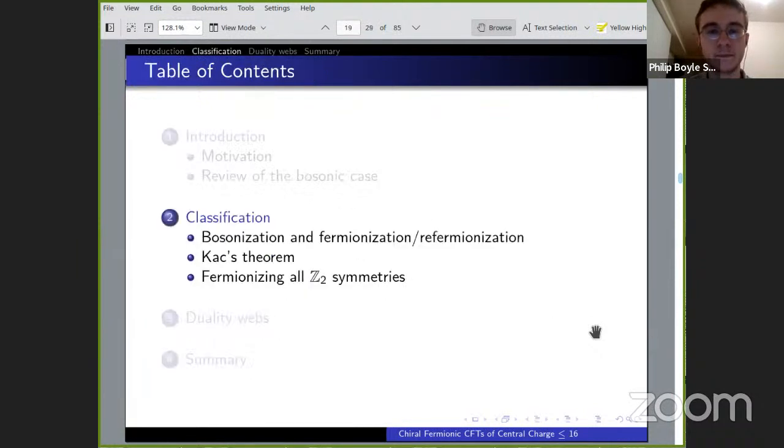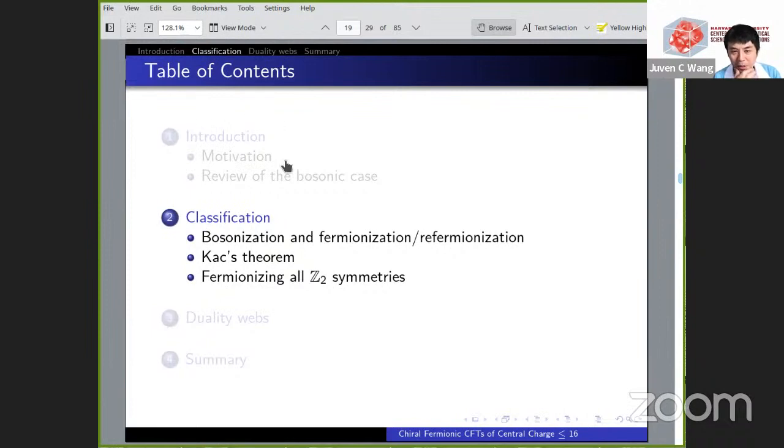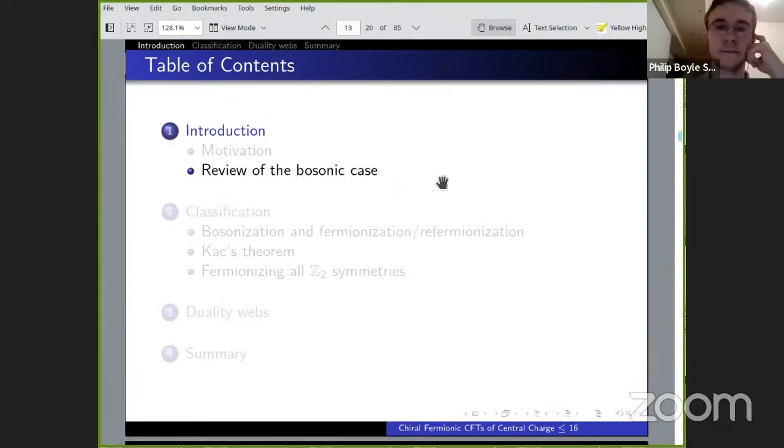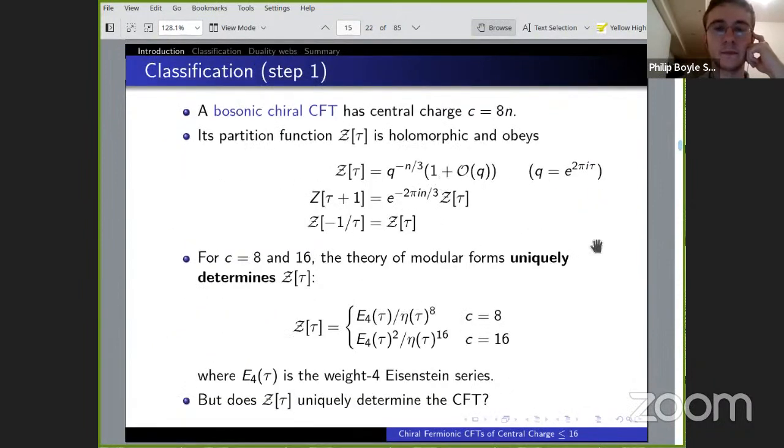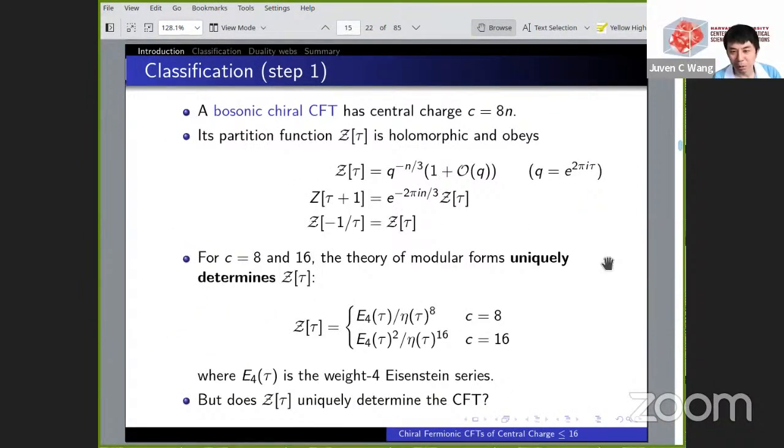Okay. So did you have a question before we go on? Or are there any questions now that we've finished the introduction? I think it's good to have some questions in between. But in any case, I think you mentioned the modular invariant fixed partition function at some point, c equal to 8 and 16, maybe a few slides back. So just to make sure, how about c equal to 24? Can you comment?